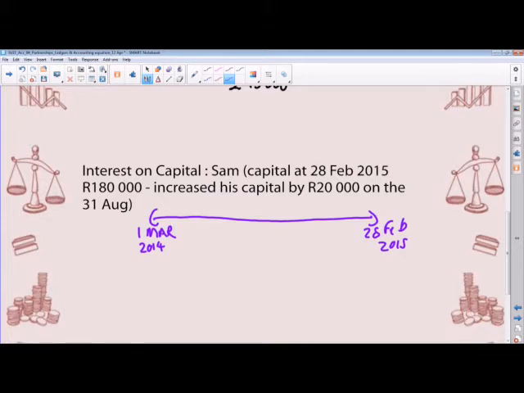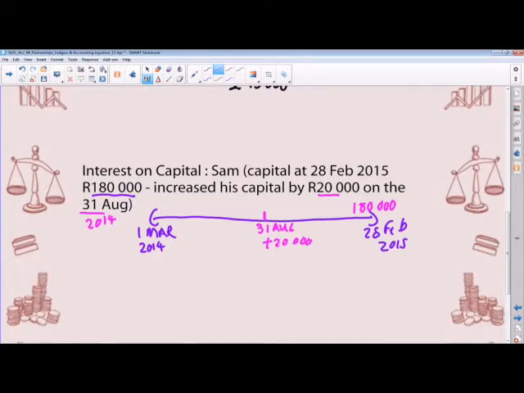So in terms of the information, Sam's capital at the 28th of February 2015 is 180,000. So let's just put that in. So at the end of the year, his capital is 180,000. It did increase by 20,000 on the 31st of August, and this should be 2014. So halfway during the financial year, on the 31st of August, that's when he decided to increase his capital by 20,000. You guys with me?